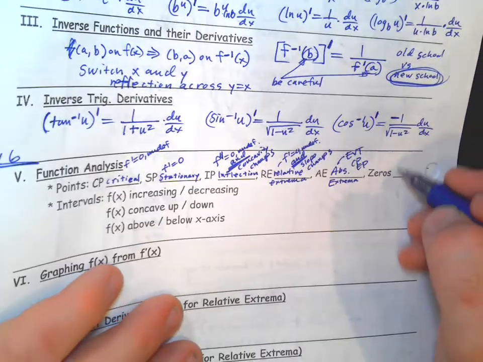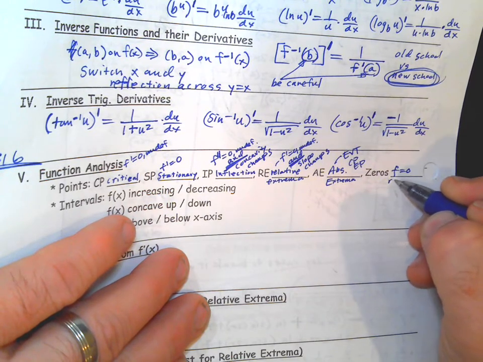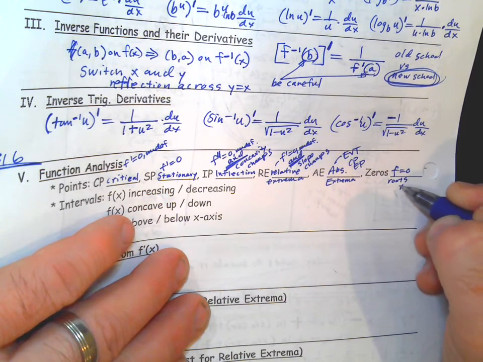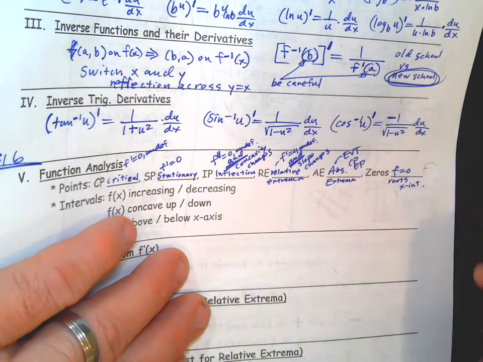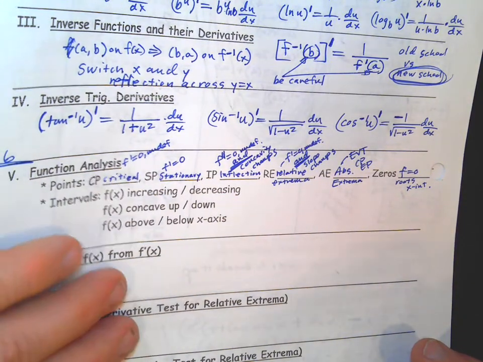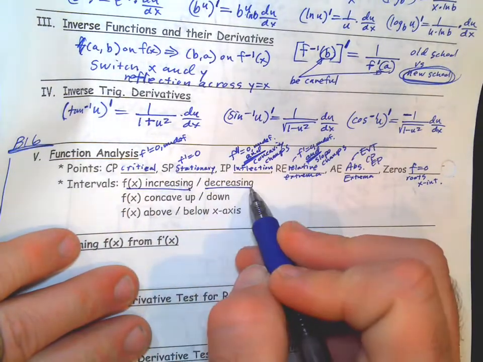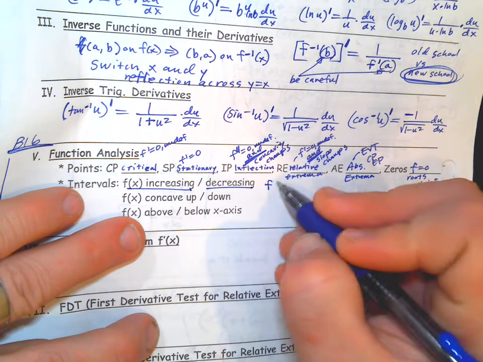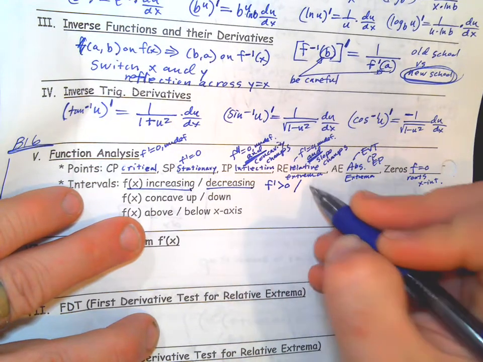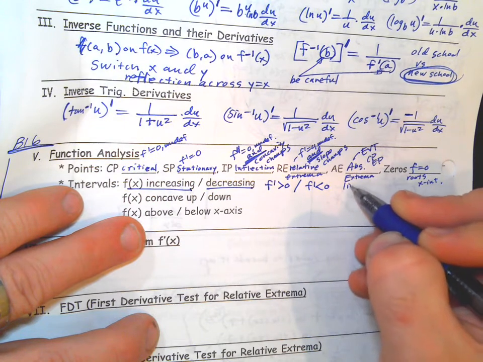Zeros are just where a function equals 0. They call them the roots, so we call them the x-intercepts of the graph. So those are all special points on the graph. Special intervals are figuring out where the function is increasing or decreasing. So they're increasing when f prime is positive, and they're decreasing when f prime is negative. And you use a line check usually to figure those out.